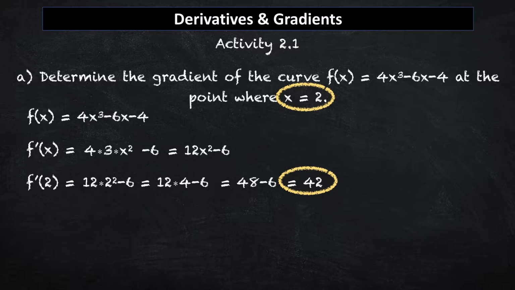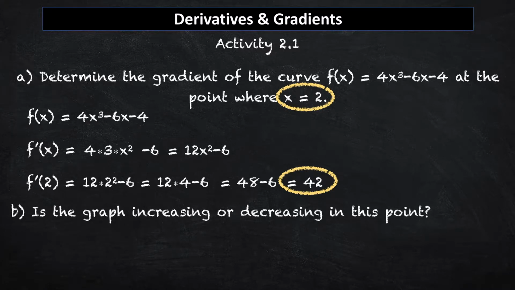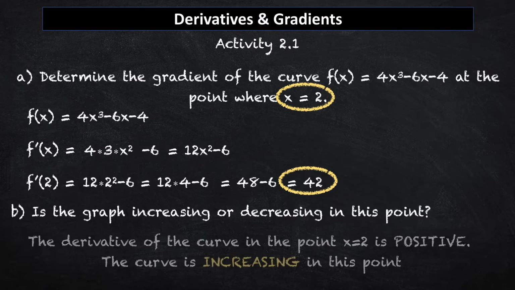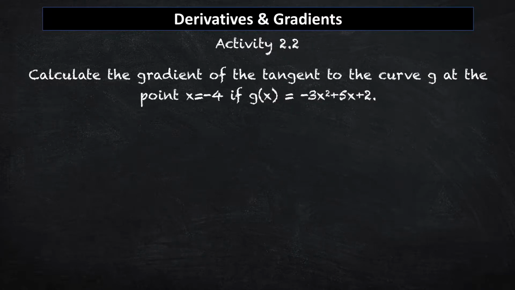Let's see. The second part of this activity asks, is the graph increasing or decreasing at this point? Well, we have seen that the derivative of the curve in the point x equal 2 is positive. And this means that the curve is increasing in this point. And this is the solution of this activity 2.1. Now let's see the activity 2.2.